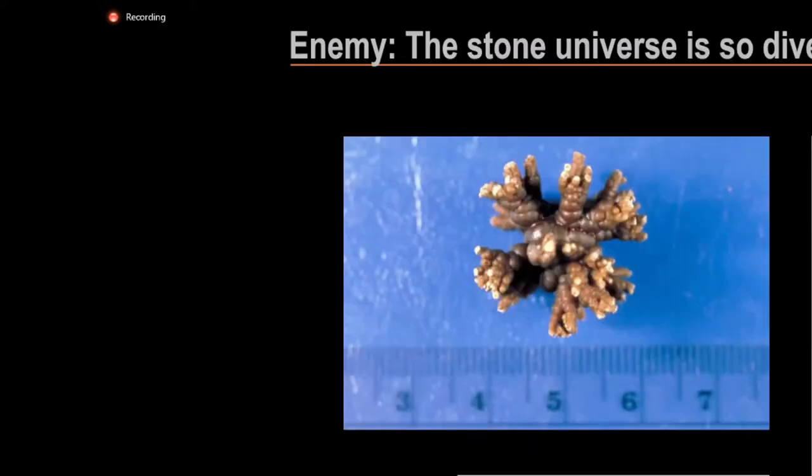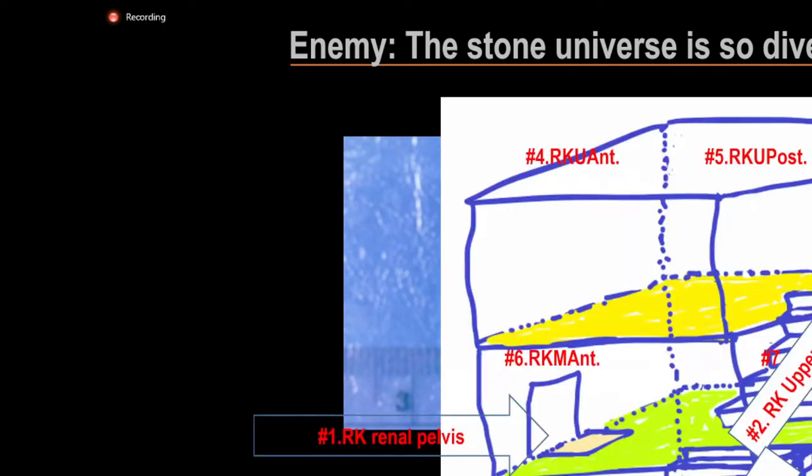As you know, the stone is very diverse. The shape and size of urinary stones are so diverse, and it depends on the complexity of kidney anatomy. We normally have to consider the upper, middle, lower, anterior, and posterior axis. And we can imagine a three-story building with many windows.